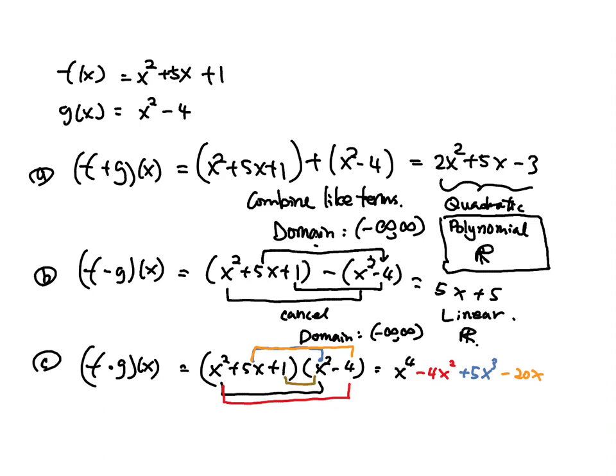1 times x squared is 1x squared. 1 times negative 4 is a minus 4. Okay, so now combine like terms. Is there anything to combine actually? Oh, I guess we do. x to the 4th, I got that. And plus 5x cubed. And x squared, so you have a minus 3x squared. And you have a minus 20x and minus 4.